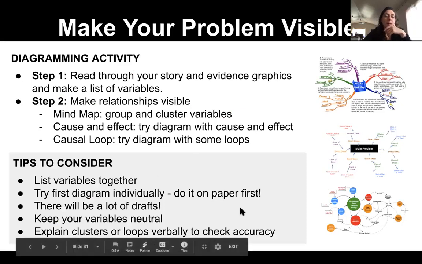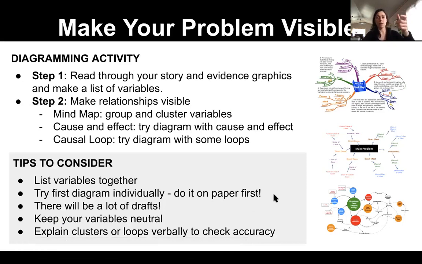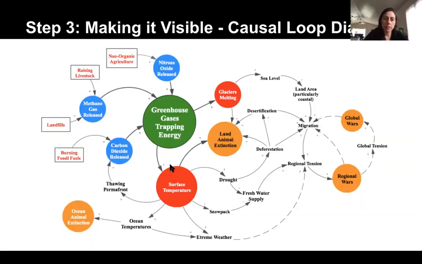The last thing is explain your clusters or loops verbally to check for accuracy. As I just kind of read through it with you, as I was reading through, oh yeah, surface temperatures go up, land animal extinction goes up. When you read it out loud, you'll start to recognize, well, maybe there was some sort of in between, right? So maybe as surface temperatures go up, desertification goes up, and then deforestation, or then something else, and then land animal extinction. It might be a leap to go from one to the other. And when you say something out loud, people will hear that that missing thing is there.